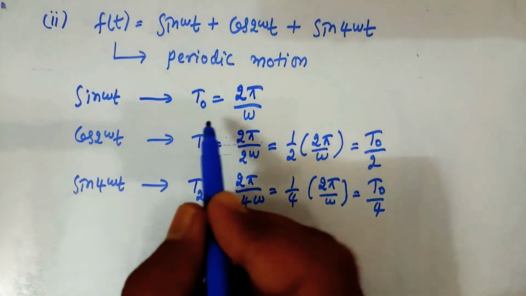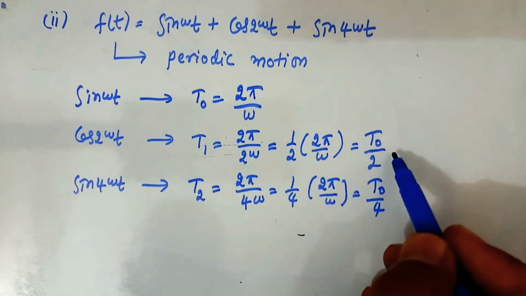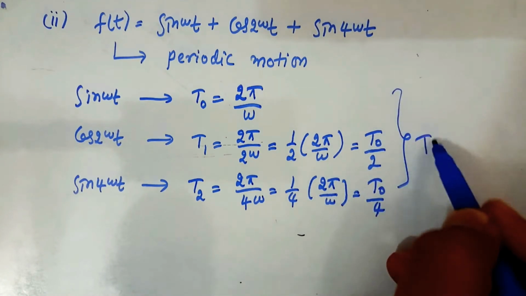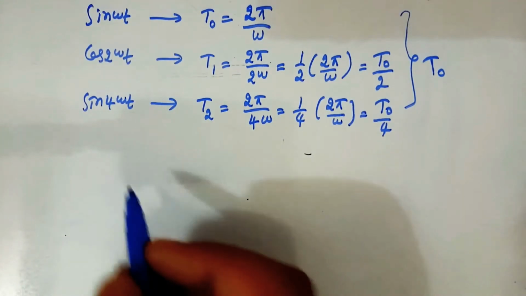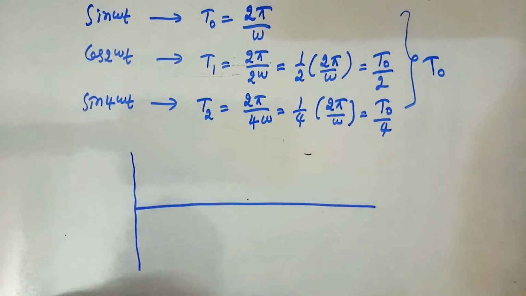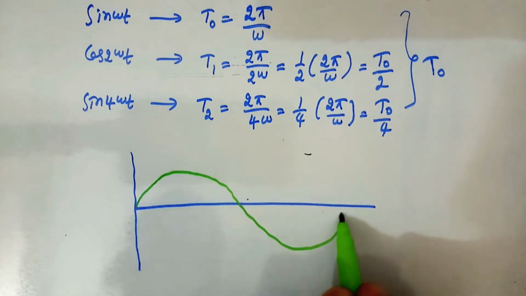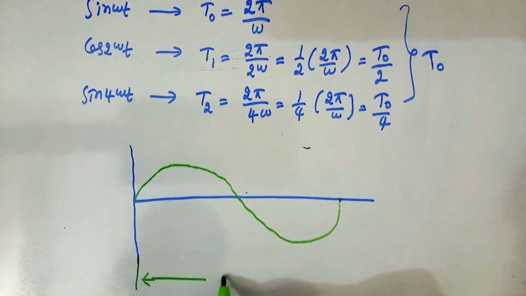Here the period of the first term is a multiple of the last two terms' periods. The smallest interval of time that the sum of three terms repeats is T naught. Let us check. Here I am taking the time period of the first term as T naught. The time taken for one oscillation is the time period. So that is T naught.